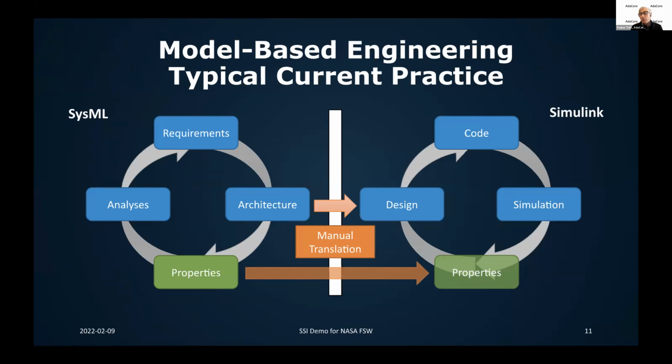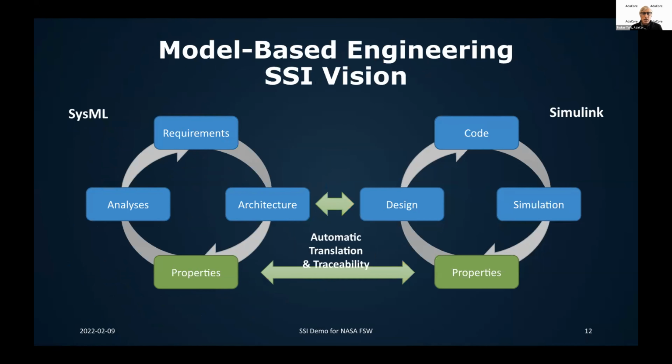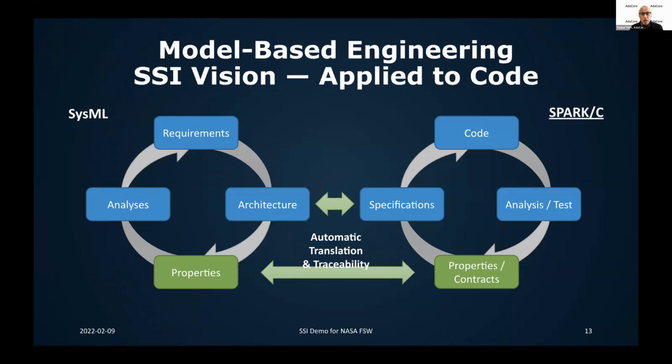And again, you can have kind of a throw over the wall approach, but what we'd love to have is, again, some translation, automatic perhaps, and some traceability for sure, to be sure that, okay, these are the properties at the system level, what are the corresponding properties at the software level, and are we preserving them, most importantly.